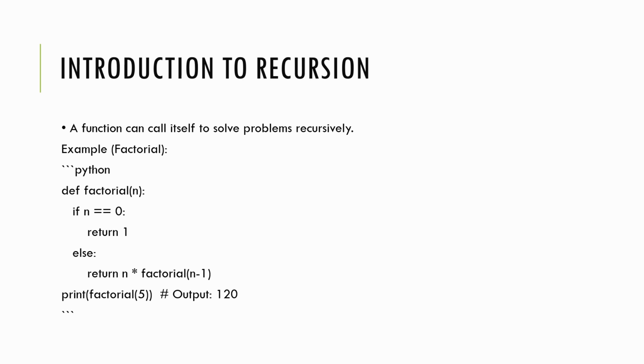Recursion is an advanced concept where a function calls itself to solve a problem. In this example, the factorial function calls itself until it reaches the base condition. Recursion is a powerful tool, but make sure you define a base case to avoid infinite loops.